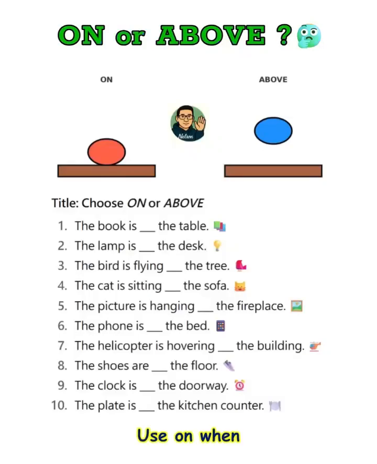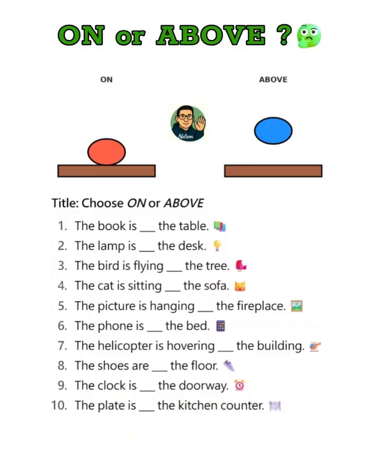Use on when something is touching a surface, and use above when something is higher but not touching. Number 1, the book is blank the table. Should we put on or above? Since the book is touching the surface of the table, the answer is on. The book is on the table.